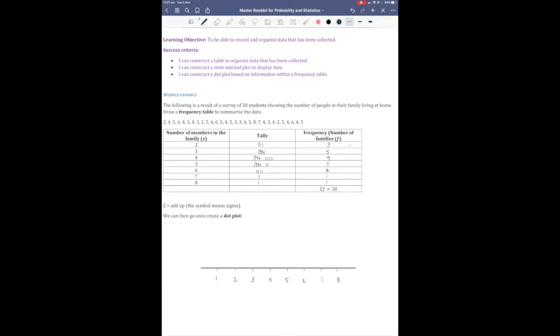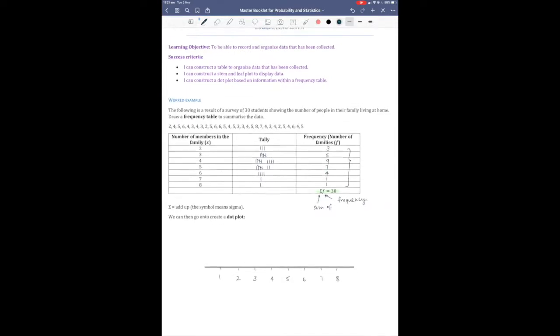And what should happen is that the frequency, if we add them together, should equal the number of students surveyed. So you can see here that I've written this symbol, this E-shaped looking thing, that's sigma. And what that means is that it translates to the sum of, and the F meaning frequency. So the sum of the frequencies should be 30, and that's because we know that there was a survey of 30 people or 30 students.